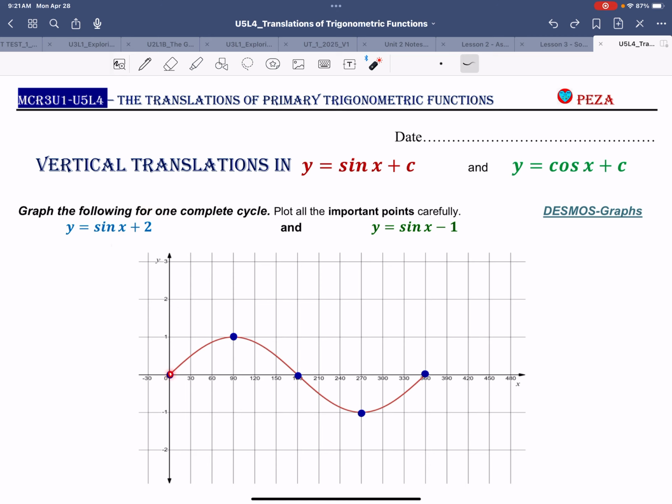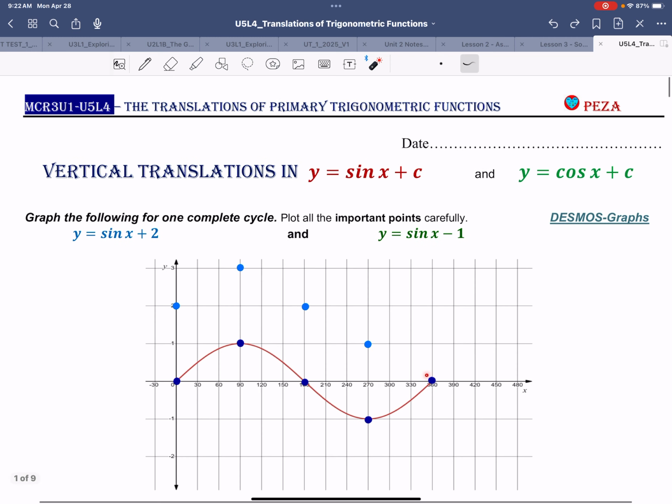So the point where x equals 0, y equals 0 will take us to x equals 0, y equals 2. The next point, the maximum, has the y value of 1 increased by 2. That will make this equal to 3. Then we have the x-intercept, y equals 0 becomes y equals 2. Then the minimum of y equals negative 1 will go up by 2. And lastly, we have this x-intercept, which is at 360 degrees, y equals 0, and now it will become 2 units greater, 0 plus 2.